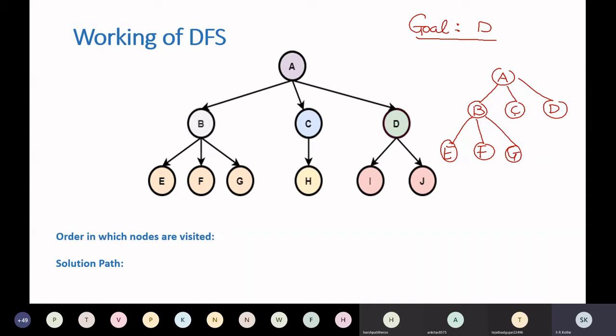Again go back, and then you are going to reach node C. Is it a goal? No. Explore it. It will generate node H. Is it a goal? No. Go back. Go back. Then there is a node D. Check, is it a goal? Yes. So the algorithm will terminate here.